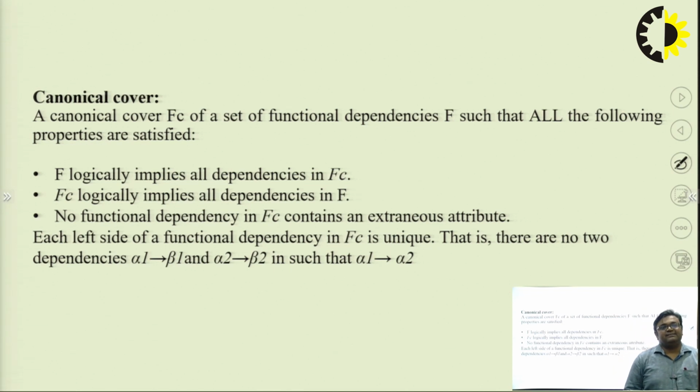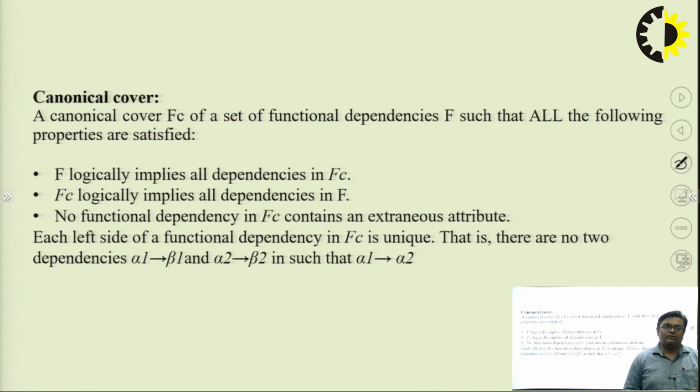No functional dependency in FC contains an extraneous attribute. So extra attributes are not required. No functional dependency in the set FC contains an extraneous attribute. We should not have any extra attributes.